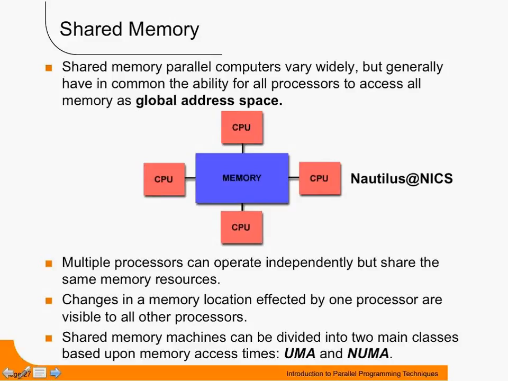Further, this shared memory is divided into 2 classes. One is called uniform memory access and the other one is called non-uniform memory access. For these CPUs, they have uniform memory access because the distance between the CPUs and memory is almost the same. So accessing this memory is the same as accessing that memory. That's called uniform memory access.